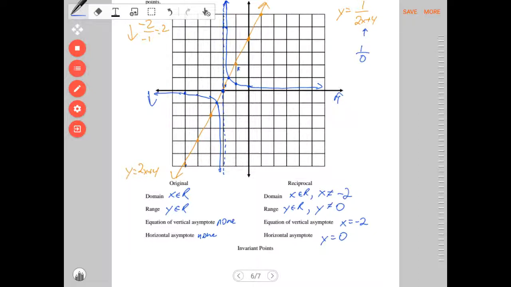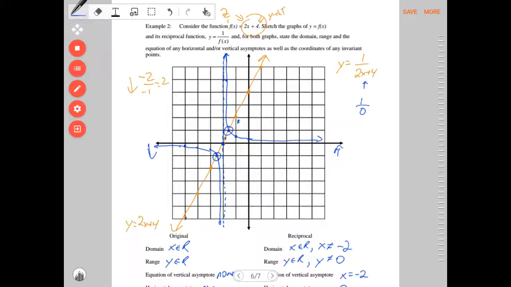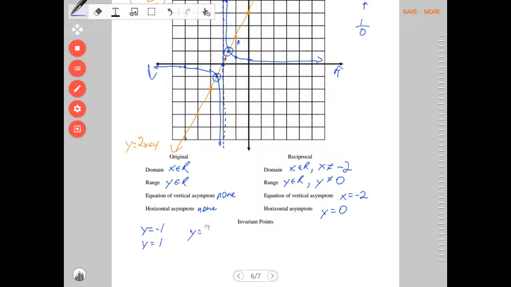Okay, invariant points. I'll circle, there's one right there. There's the other one. Interesting. So this happens when y equals -1 or y equals +1. This is harder to see, right? I mean, the last example was easy because it was just 1 and 1. This one's a little trickier. So we go back up to the equation. Remember, y equals 2x plus 4.